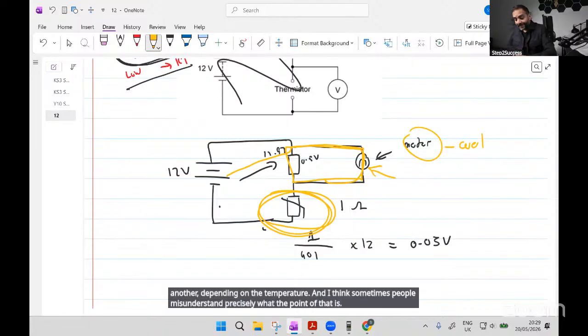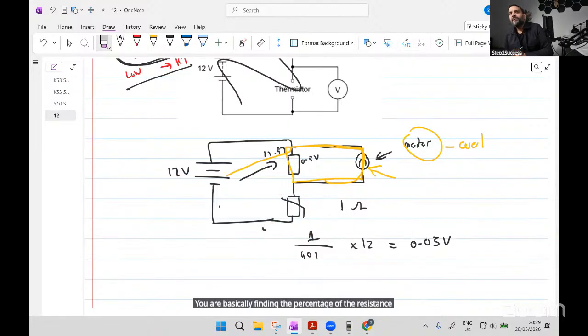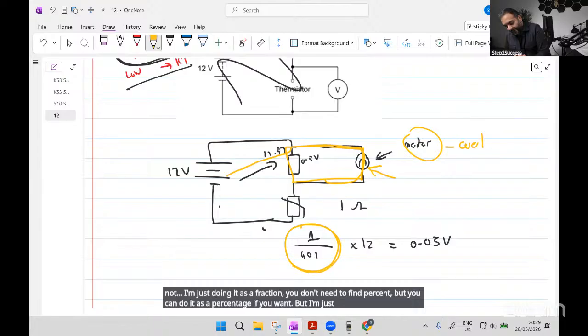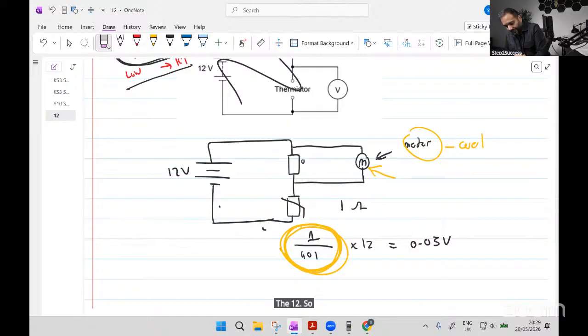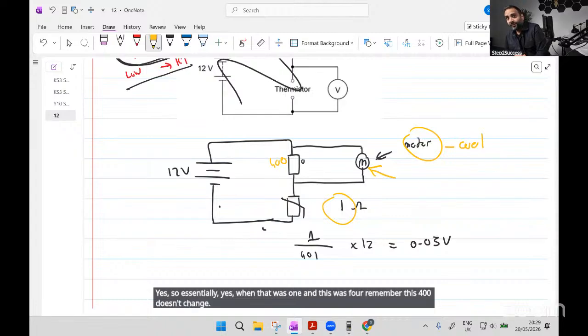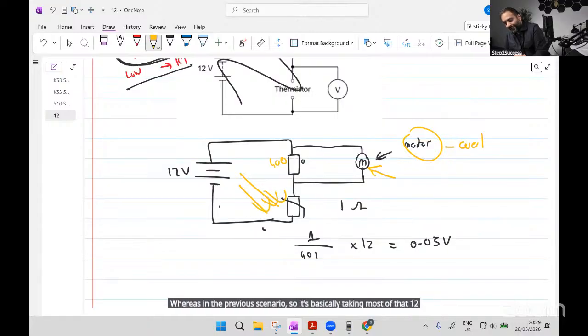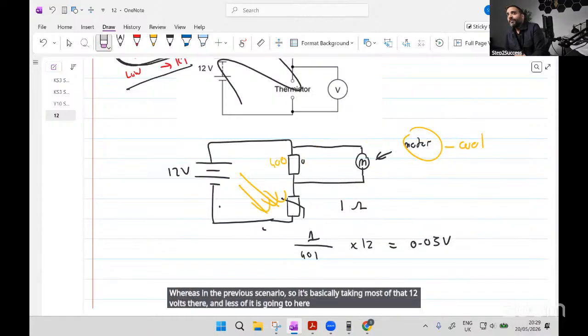You are basically finding the percentage of the resistance in each, yes, but I'm just doing it as a fraction. You don't need to find percent, but you can do it as a percentage if you want. But I'm just saying, yes, the fraction of the 12. So essentially, when that was 1 and this was 400, remember this 400 doesn't change, in this scenario this thermistor is pulling 1 out of 401 of the 12. Whereas in the previous scenario, it's basically taking most of that 12 volts there, and less of it is going to here. So we're redirecting. We're basically able to turn this motor on or off based on what this thermistor is doing.